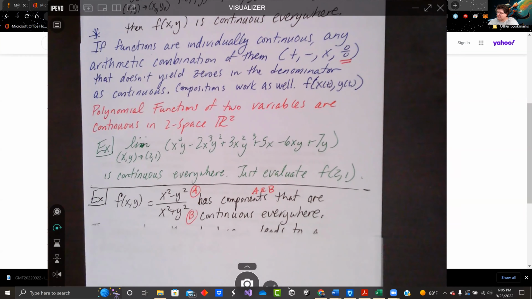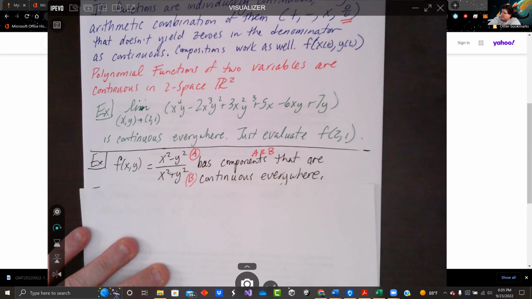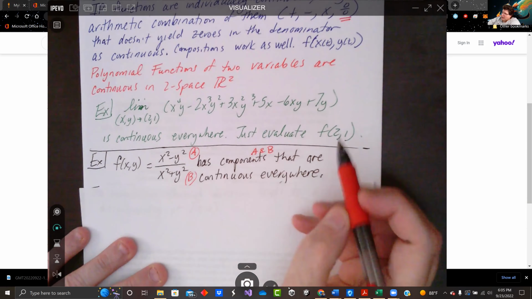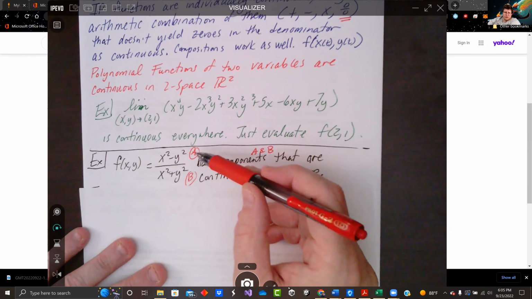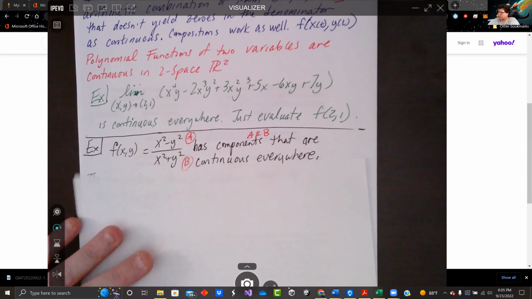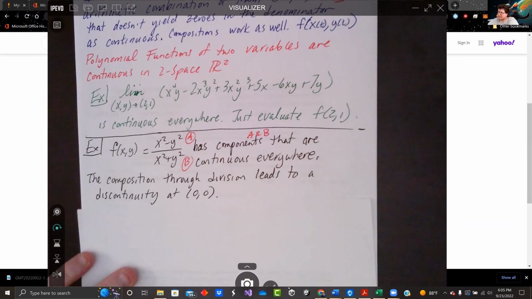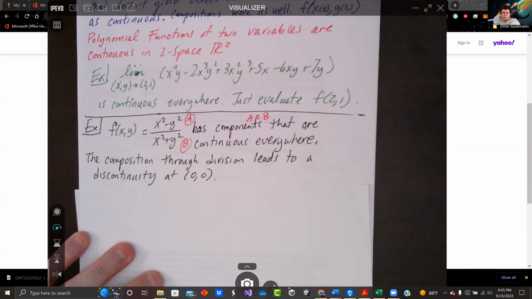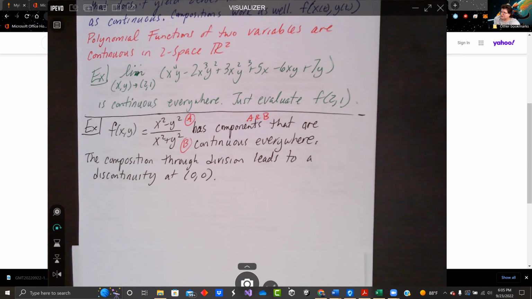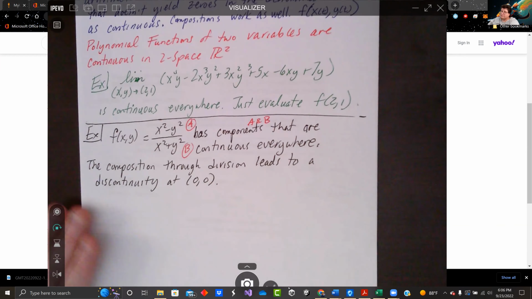If we take a look at f of x y equaling x squared minus y squared over x squared plus y squared, I labeled the top a and the bottom b. Those two functions are individually continuous. But since we're dividing, we have to pay attention for problems in the bottom. The only time there's a problem on the bottom is if it equals 0, and that can only occur at 0, 0. We have to take note of that. There's a discontinuity at 0, 0 because it's not continuous there.